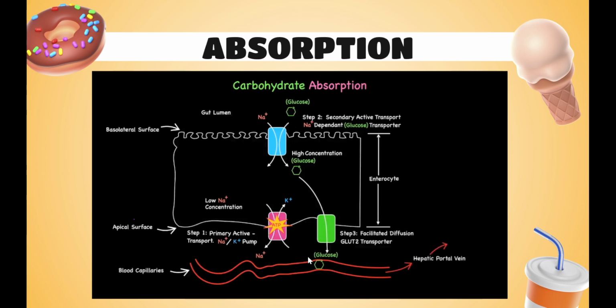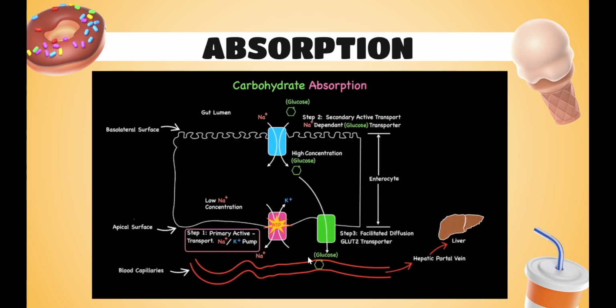Once in the bloodstream, glucose is transported to the liver via the hepatic portal vein. So, in summary, the transport of glucose from the lumen of the GI tract and into the bloodstream requires three main steps, each of which requires a different transport protein.